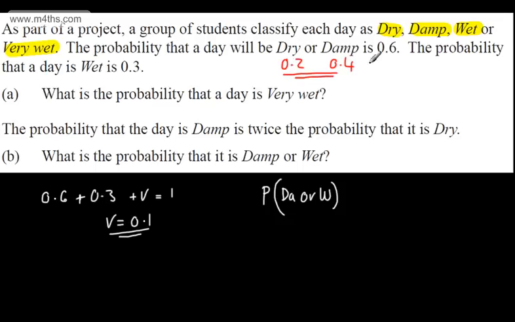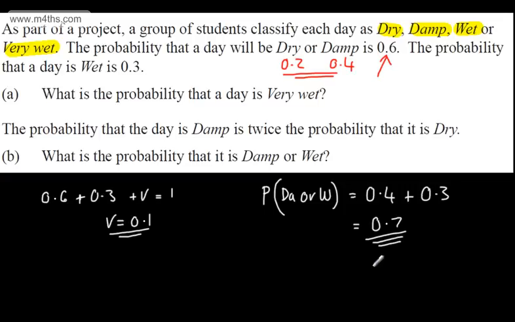These equal up to 0.6, and being damp is twice the probability that it's dry. So what we've got now is the following. This is going to give me from here, damp is going to be 0.4, and then we're going to add to that now the probability of it being wet, which is 0.3, and we can say that that is going to be 0.7. So that gives us our final answer.